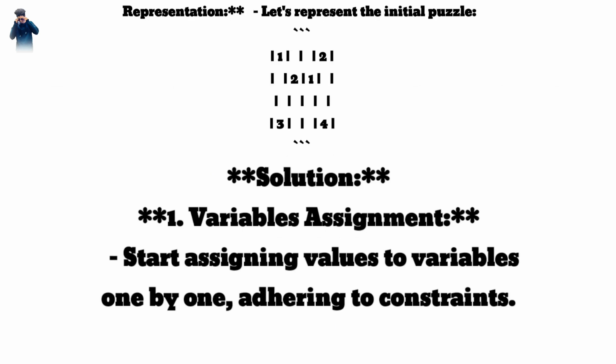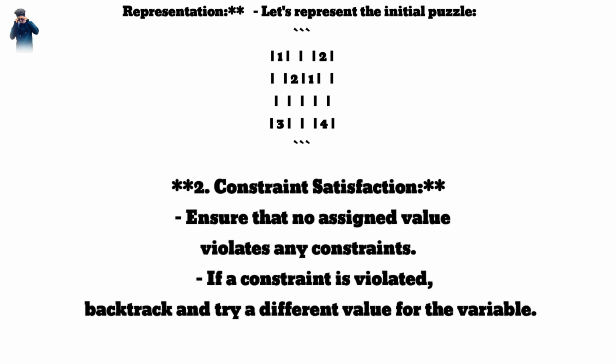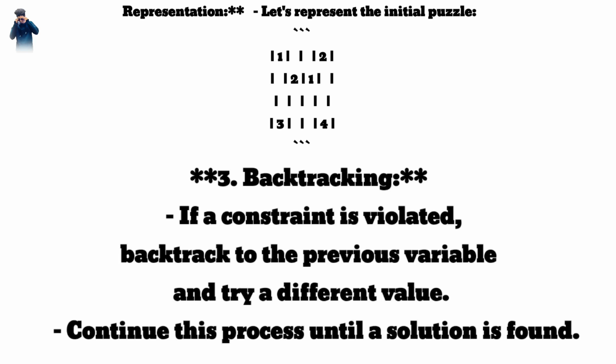Solution. 1. Variables assignment. Start assigning values to variables one by one, adhering to constraints. 2. Constraint satisfaction. Ensure that no assigned value violates any constraints. If a constraint is violated, backtrack and try a different value for the variable. 3. Backtracking. If a constraint is violated, backtrack to the previous variable and try a different value. Continue this process until a solution is found.